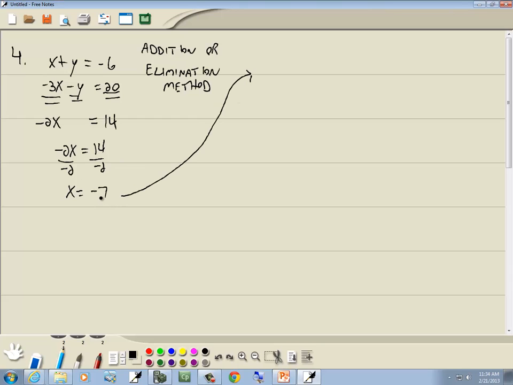Now at this point, you want to plug that value into one of your equations. It doesn't matter which one. Probably your first one looks a little easier. So we've got x plus y is equal to negative 6. And down here we just said x is equal to negative 7. So we're going to replace the x here with negative 7. And I want to solve for y, so I take negative 7 over. And we get 6 plus 7, or y is equal to 13. So our answer will be negative 7, 13.